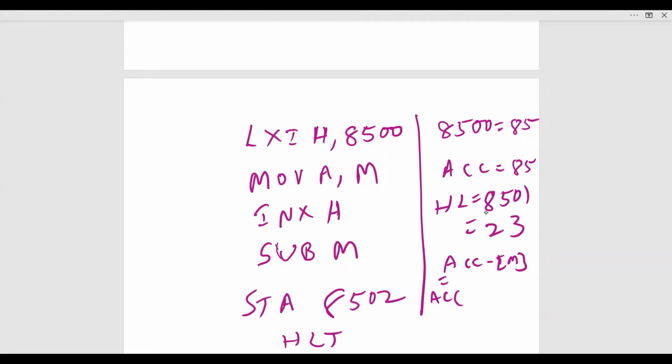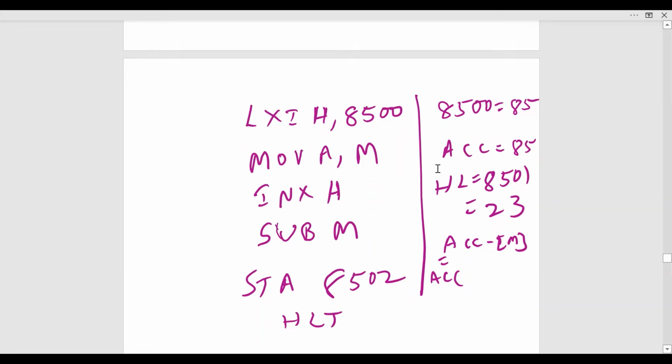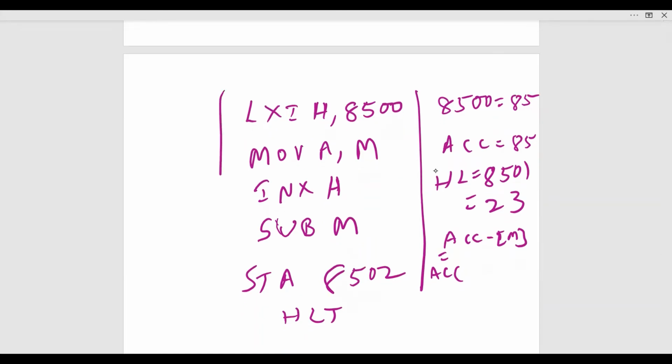Now the HL pair is pointing to 8501. Its contents are 23. So 23 will be subtracted from 85, and the result, that is 62, will be stored in the accumulator. Now move that result stored in the accumulator to 8502. So we want to view the result. So we have to store the result that is in the accumulator to 8502 and halt the program. So this is the program.